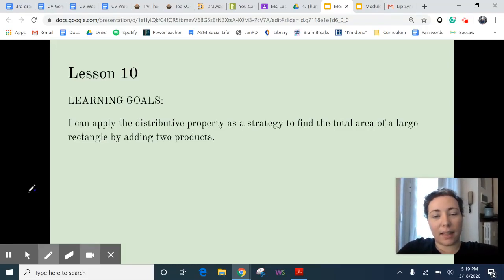We're continuing on with area, and today we're incorporating the distributive property, which is something you already know. So before we get started, please grab just a scrap piece of paper and a pen or a pencil so you can give it a try as we go through.